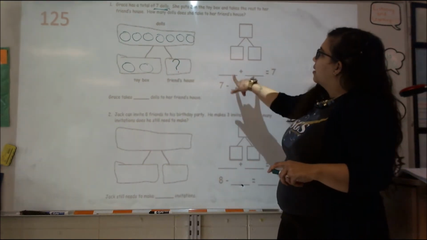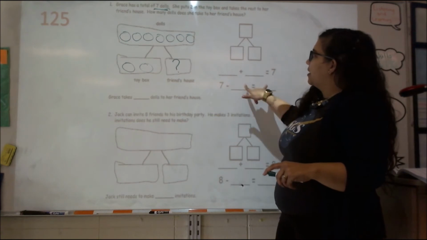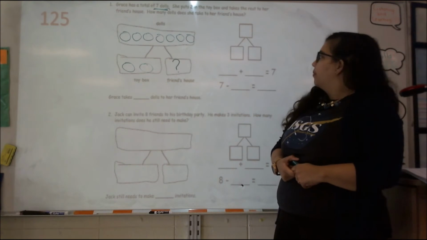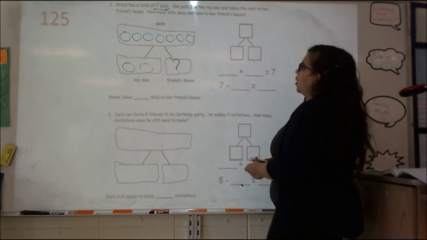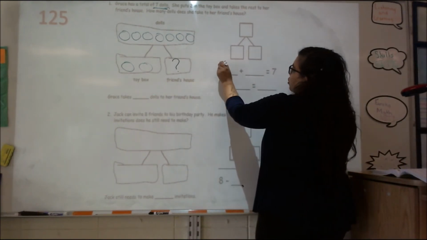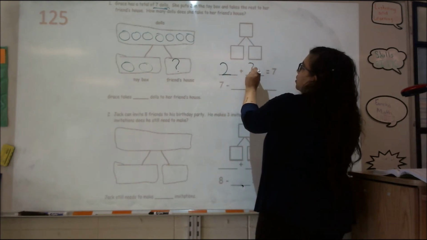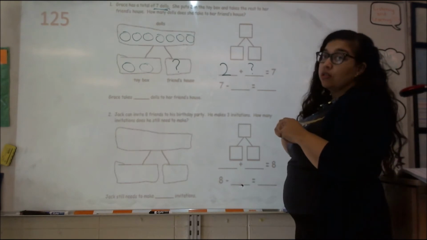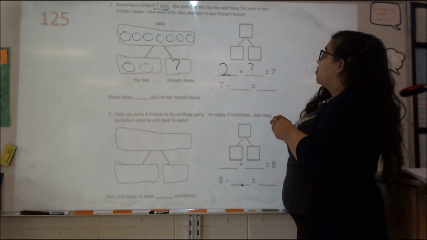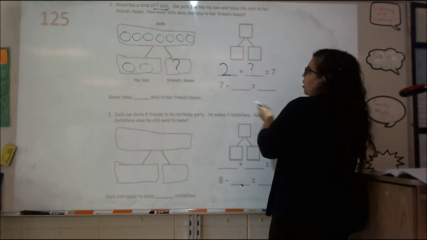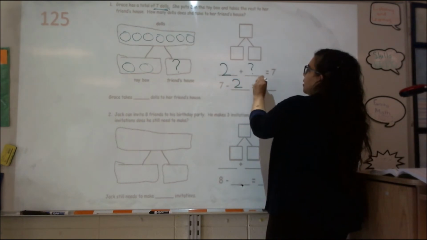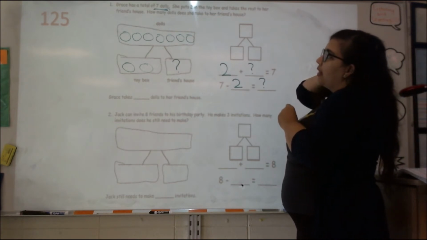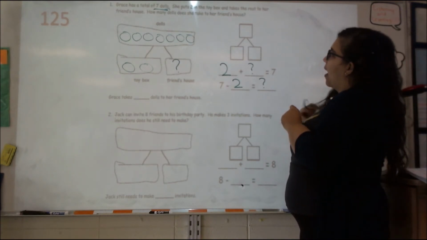Can we start an addition sentence and a subtraction sentence to match this number bond picture so far? We can. We know dolls in the toy box plus dolls at Grace's friend's house equals 7 total dolls she owns. Doing the same thing with subtraction, 7 dolls minus the 2 in the toy box equals the number at her friend's house. Okay, let's figure out how many are at her friend's house.